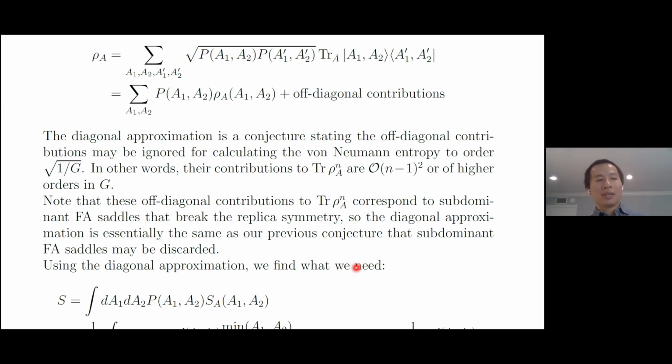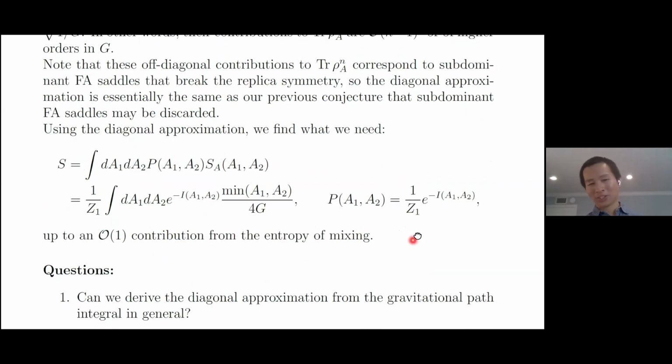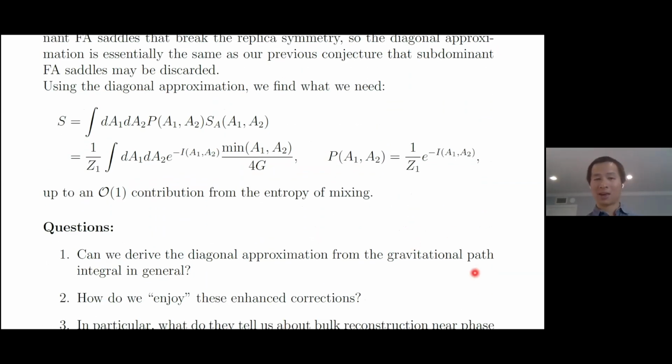Now, why in fixed area states we don't have this problem? That's very related to the diagonal approximation. I don't think it's as simple as saying that they have a flat entanglement spectrum and therefore we're done. One reason is that we're here considering a slightly different kind of fixed area state where we fix two areas, A1, A2, and one of them is out of the entanglement wedge. So this really goes into how to justify the diagonal approximation. And this is my first question here. How do we derive it from the gravitational path integral in general?